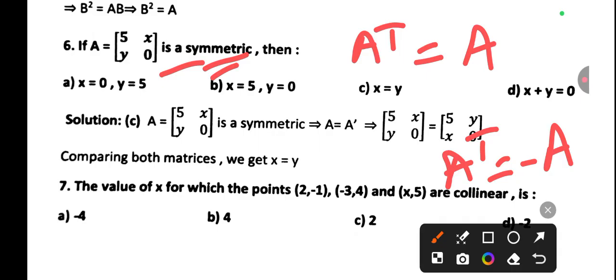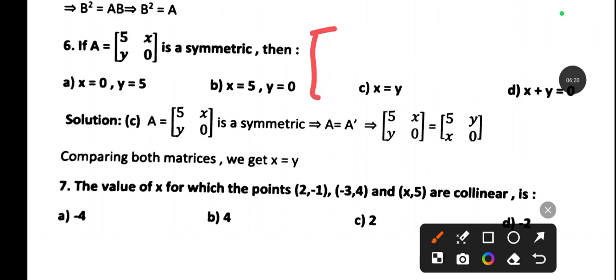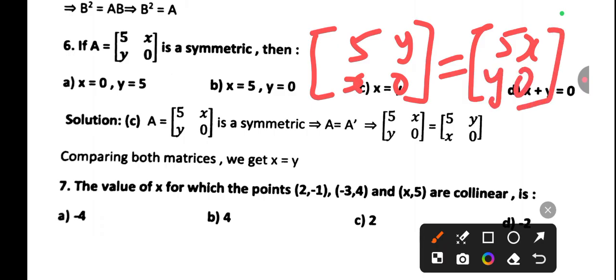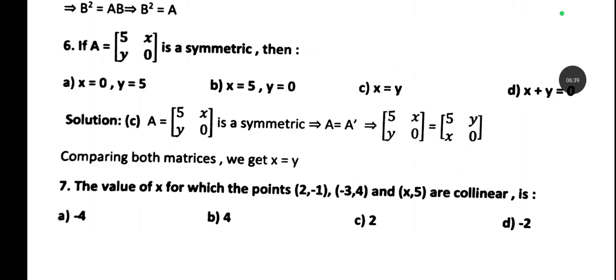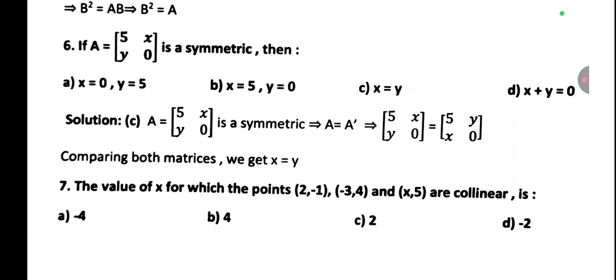What is A transpose? If you check, you will get the transpose of that, 5 y x 0. A you know is 5 x y 0. So that way y and x are equal, x and y are equal. So this is the basic thing, and option C is the correct answer. Yes or no? x equal to y or y equal to x. For a skew symmetric matrix, A transpose equal to minus A, you are supposed to substitute.